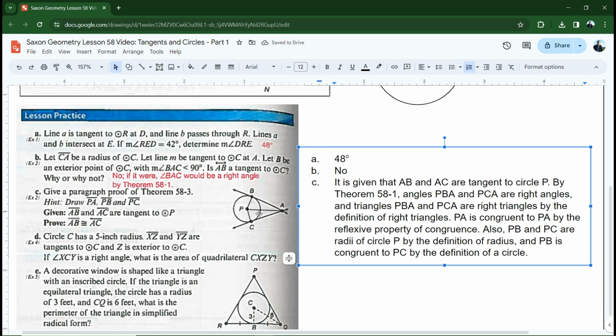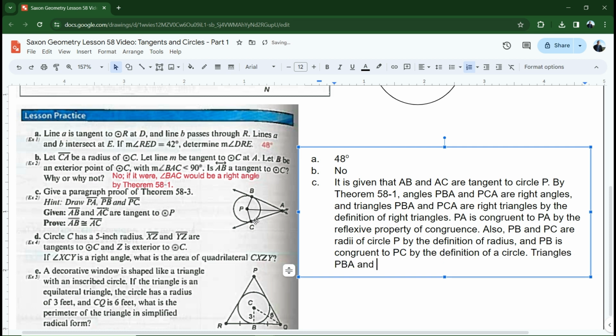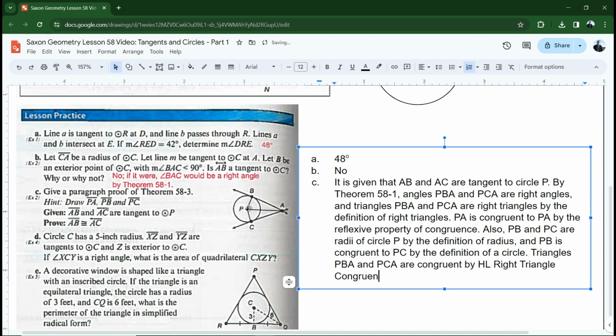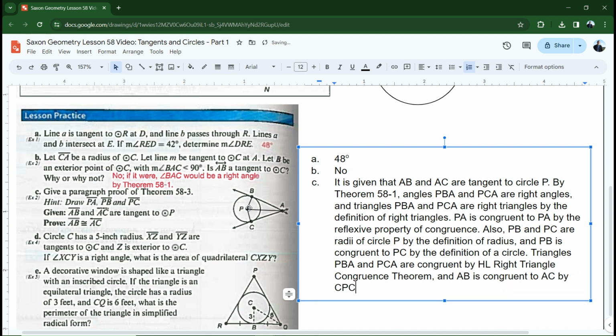Now I have on record that PA is congruent to PA and PB is congruent to PC. That means triangles PBA and PCA are congruent. I know the hypotenuse and one of the legs, so this is by the HL right triangle congruence theorem. Those are all theorems. And AB is congruent to AC by corresponding parts of congruent triangles are congruent. Done. I've proven it. That was not a bad paragraph proof. Did you follow the reasoning there from beginning to end?